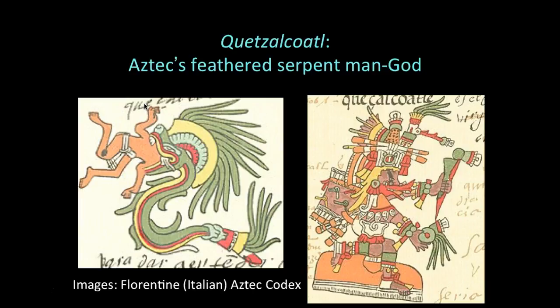And these are images from the Florentine or Italian Aztec Codex. Now this was made by Italian friars, religious leaders who came to learn about the Aztec culture in an attempt to convert the people. And these are images of Quetzalcoatl, the feathered serpent man god, who provided the kingship with power and so on.